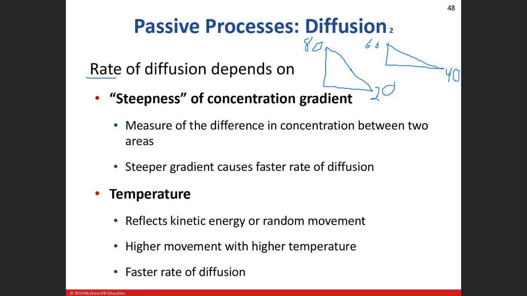So how fast it's going to diffuse won't be as fast as it would be with the difference of 80 and 20. The difference there is 60, whereas the difference between the 60 and the 40 example is only 20. So that's what we're talking about. It measures the difference in concentration. The steeper the gradient, this little ramp that I showed you, the faster diffusion will occur.